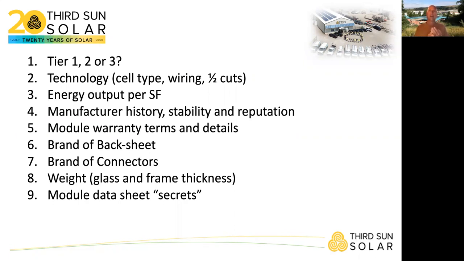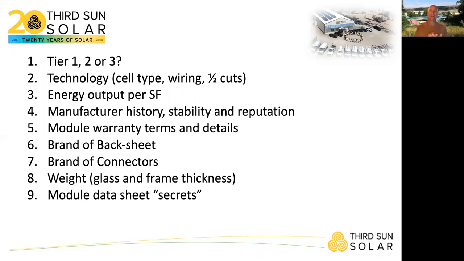And for the most part, most of our competitors here in Ohio will only use a tier 1 or tier 2 module. Third Sun Solar will only use a tier 1 module. But once you start shopping on the internet, or maybe there are some newer, less experienced installation companies popping up all the time, it seems, they might be selecting a module that someone is giving them for a very low price.